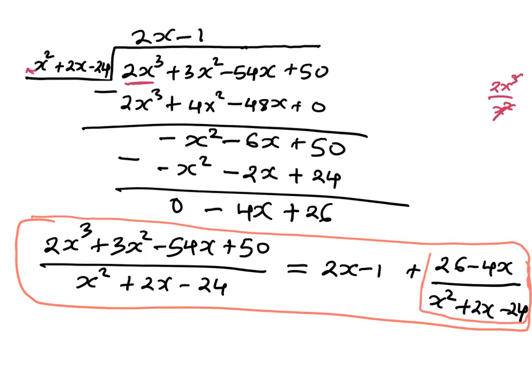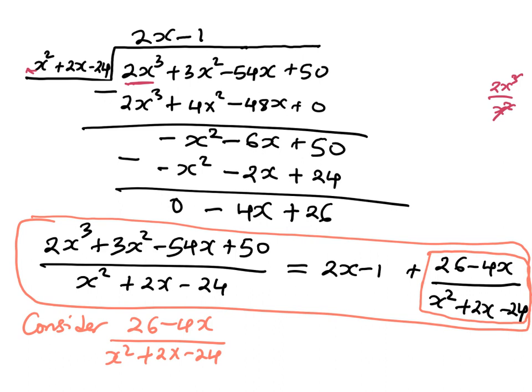This now goes further and we break it into partial fractions. We now consider 26 minus 4x out of x squared plus 2x minus 24. Rule number 2 says you factorize the denominator into its prime factors. Look at the denominator: what are the prime factors? Two numbers that add to 2 and multiply to negative 24 are 6 and negative 4. So this goes into x minus 4 into x plus 6. The numerator we have not changed: 26 minus 4x.